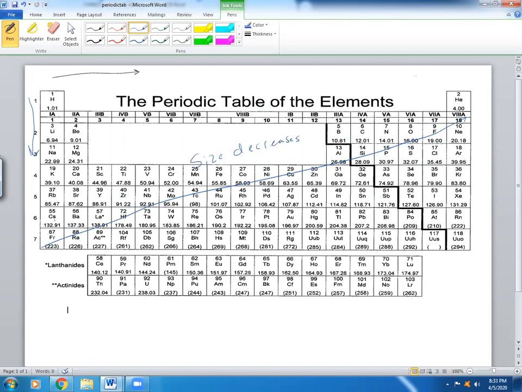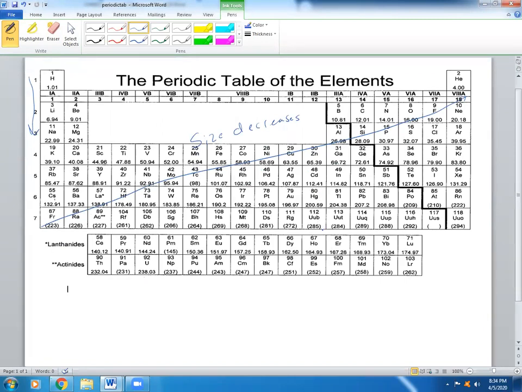So let's look at an example of these atoms. And again, we're going to ignore some of the exceptions, because they can be difficult to account for now. As you go to more advanced chemistry courses, you will examine them more fully. So let's say we have the following elements.